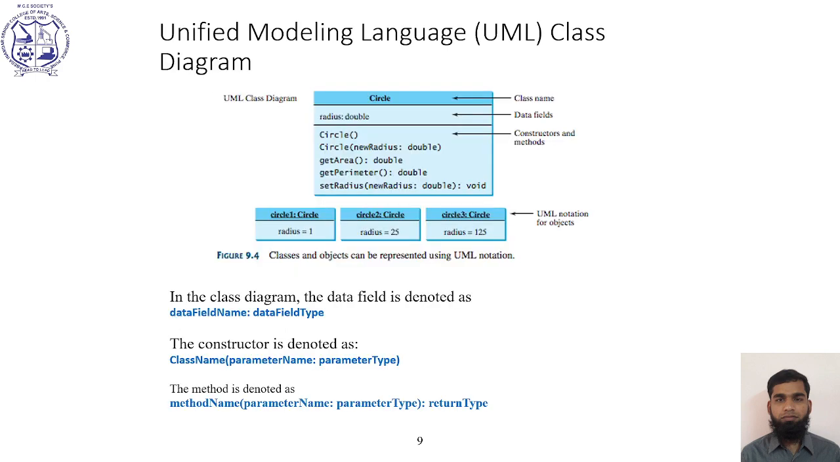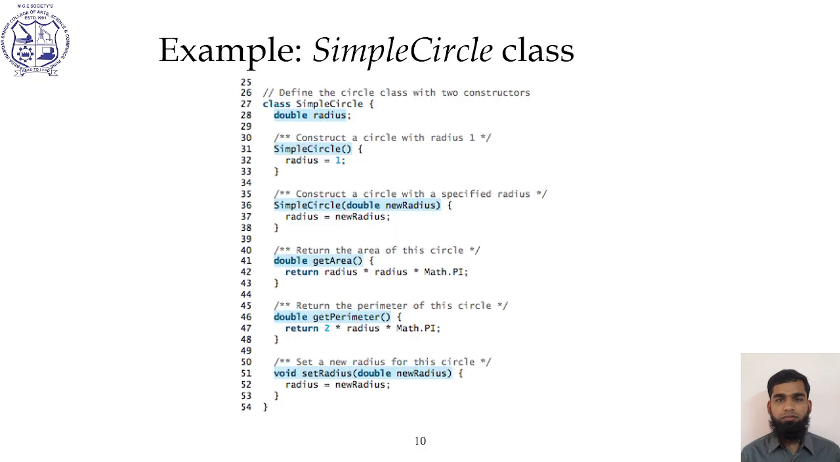We can say SimpleCircle class. The SimpleCircle class has the SimpleCircle constructor, which is the default constructor. After that we are passing a parameter in the constructor, which initializes the new radius double value, and getArea and getPerimeter. These are the methods, and setRadius is also a method for the class.